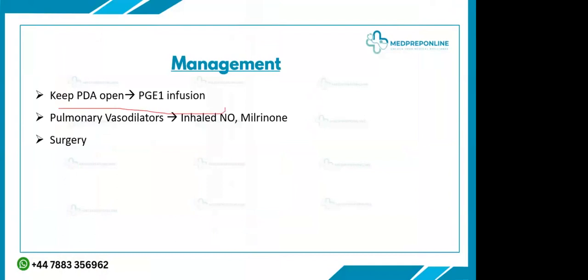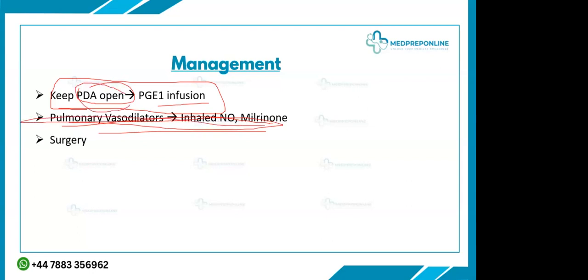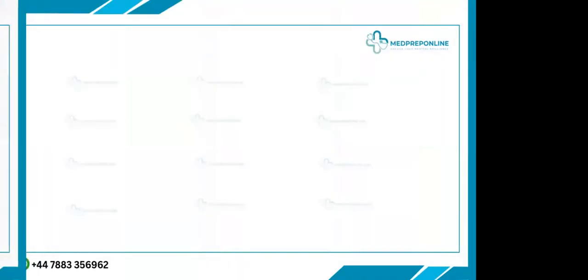Again, you need to open the PDA as it is duct dependent, because as we talked about with the functional pulmonary atresia, the RV function is compromised. So we need somehow some blood to the pulmonary circulation. For that, we need to open the PDA by prostaglandin infusion. And okay, this is pulmonary vasodilators. I don't know when I wrote that, but I think they have no role in this. Just cut it out. We just need to open the PDA. We need symptomatic management, along with surgery to correct the tricuspid valve abnormality.